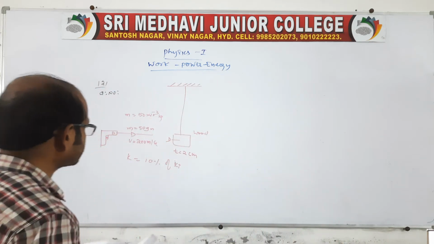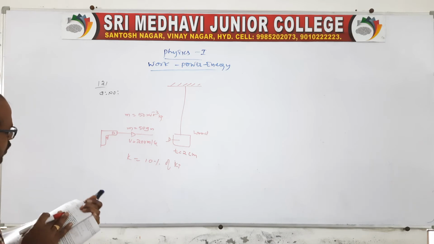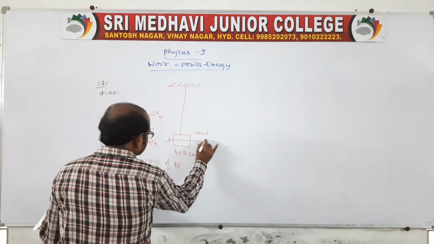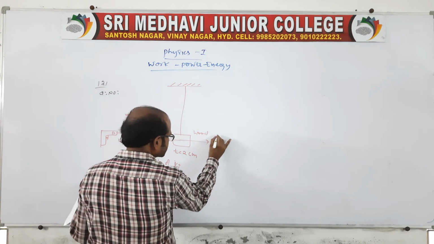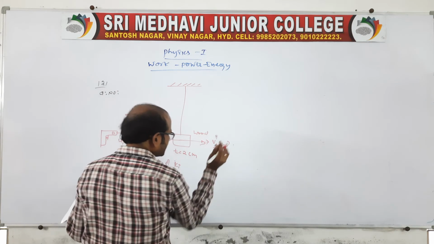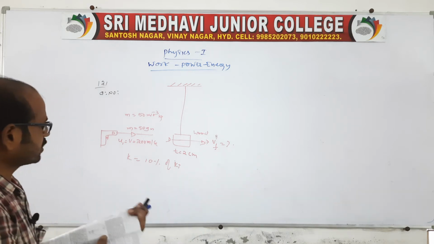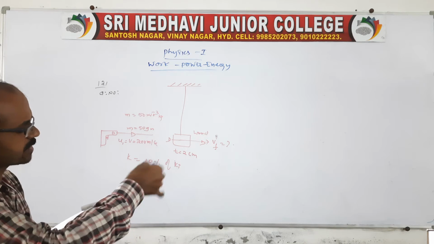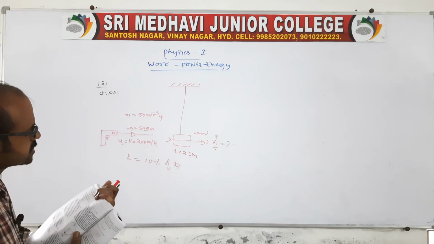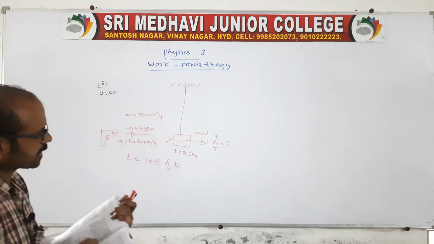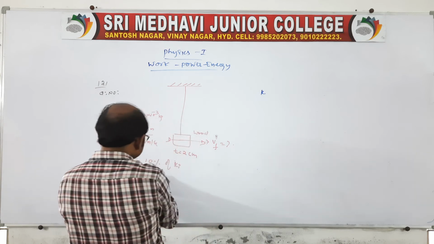Emergent means the bullet is actually coming out, right? So with what speed is the bullet coming out? That is the initial, and this is the final when it is coming out. Using the given data, only 10% of the energy is retained. Then using that we get the final kinetic energy.